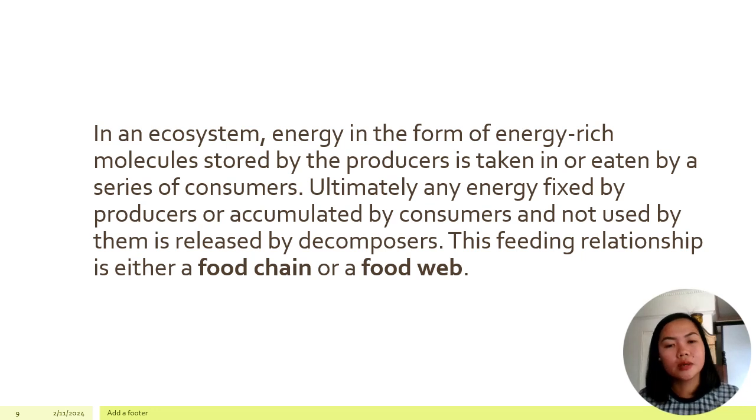In an ecosystem, energy in the form of energy-rich molecules stored by producers is taken in or eaten by a series of consumers. Ultimately, any energy fixed by producers or accumulated by consumers and not used by them is released by decomposers. This feeding relationship is either a food chain or a food web, and this illustrates how energy and matter are transferred from one organism to another organism.